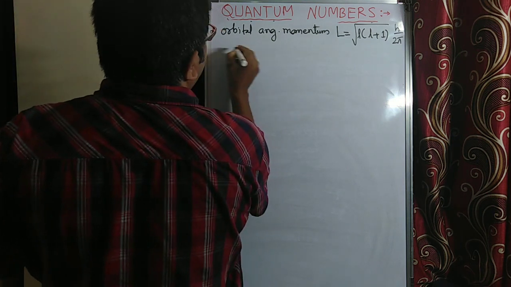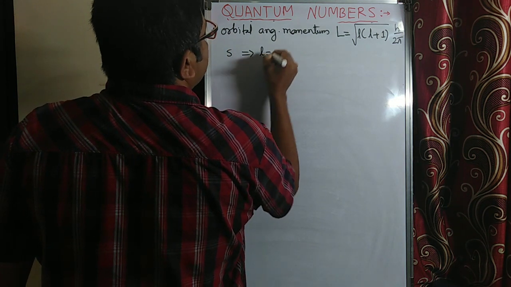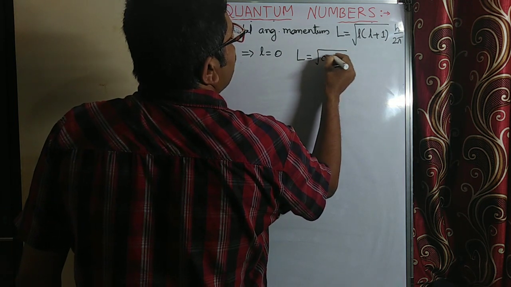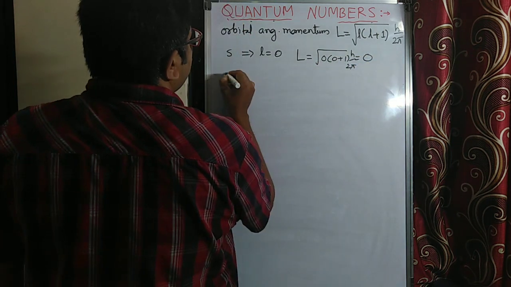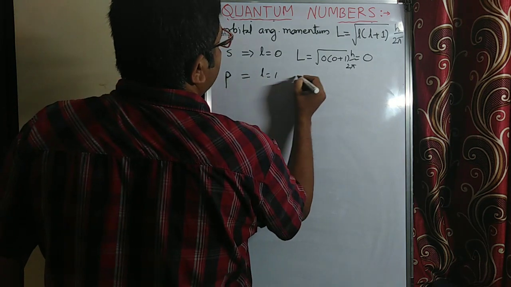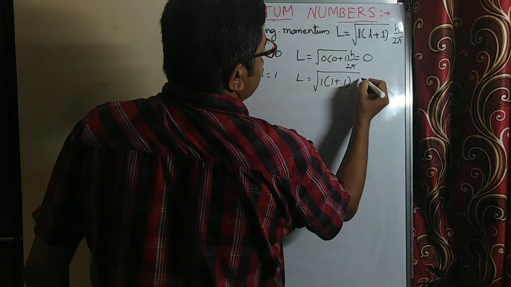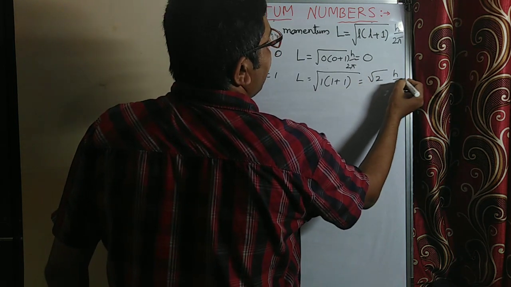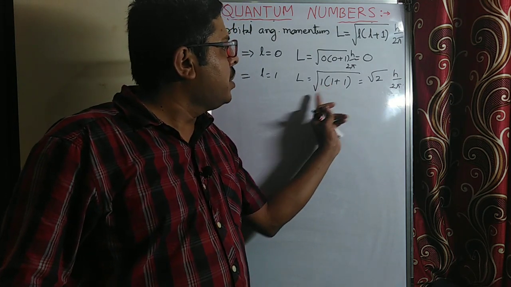For example, if it is an s orbital, l is equal to 0, correct? So L is equal to root of 0 into (0 plus 1), which is 0 only, so you will get 0. If it is a p orbital, l is equal to 1, so L is equal to root of 1 into (1 plus 1), that is 1 into 2, so root 2 h by 2 pi.